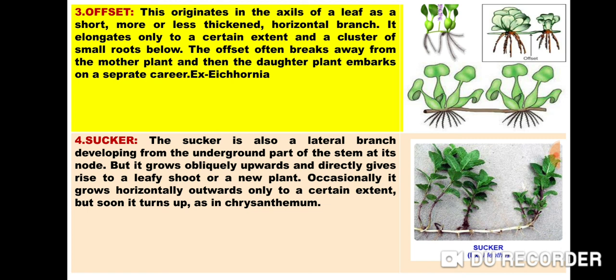Fourth one is sucker. The sucker is also a lateral branch developing from the underground part of the stem at its node, but it grows obliquely upwards and directly gives rise to a leafy shoot or a new plant. Occasionally, it grows horizontally outwards only to a certain extent, but then turns up, as in chrysanthemum. And another example is mentha.